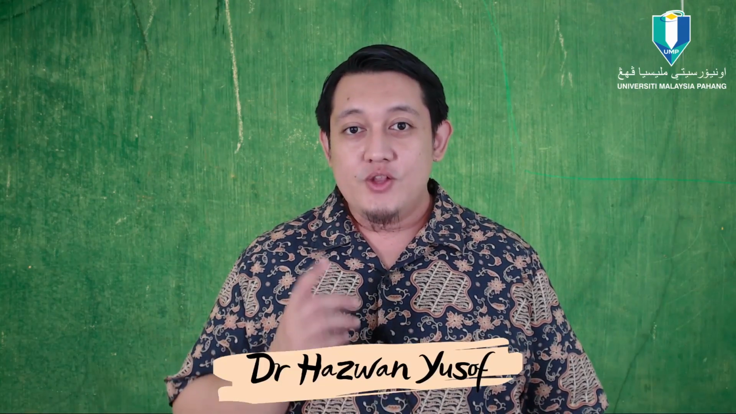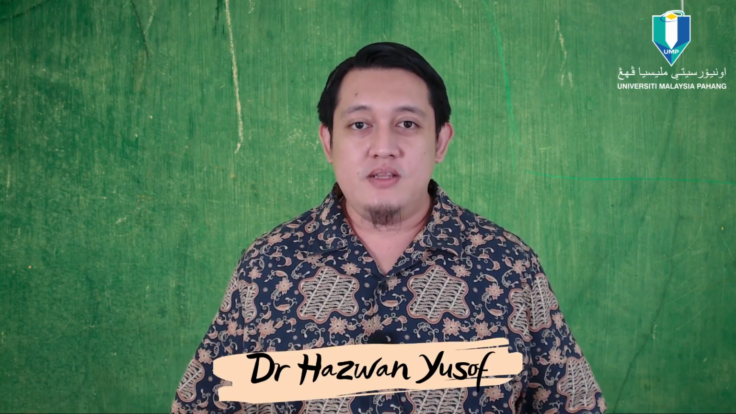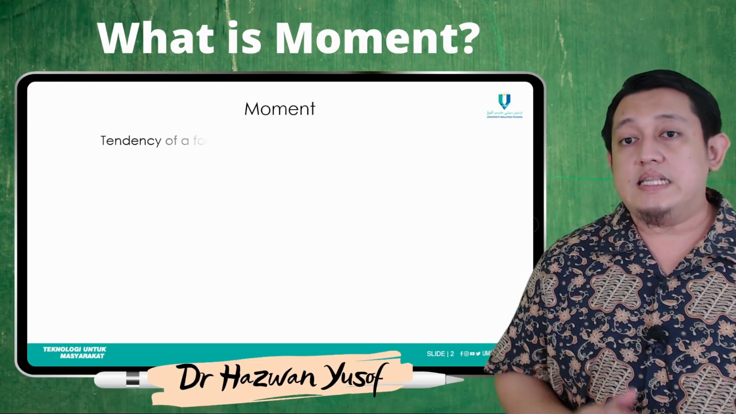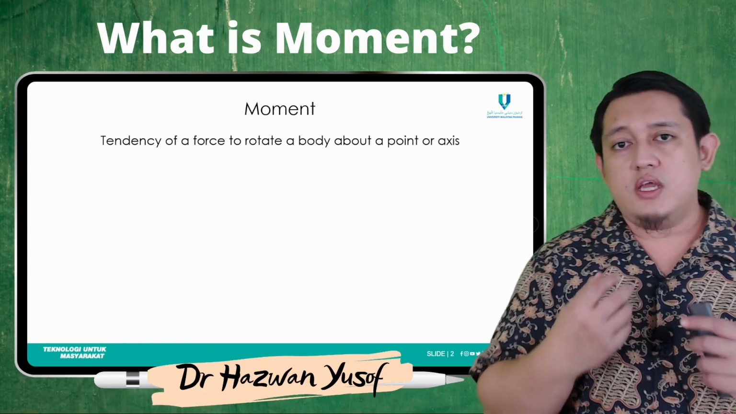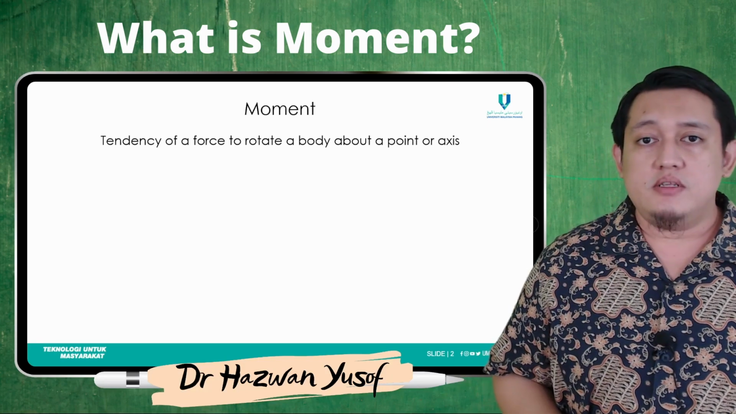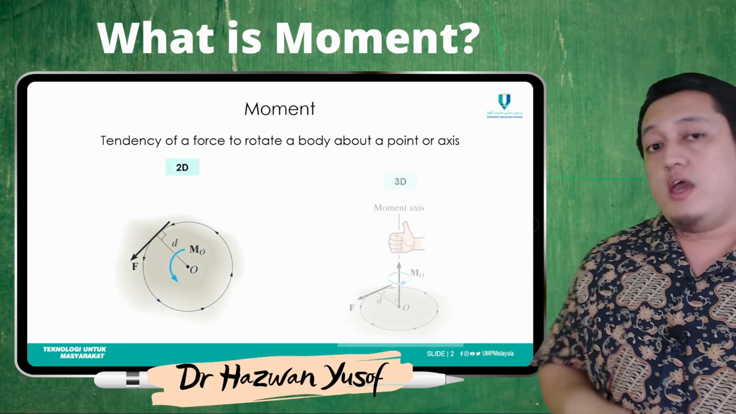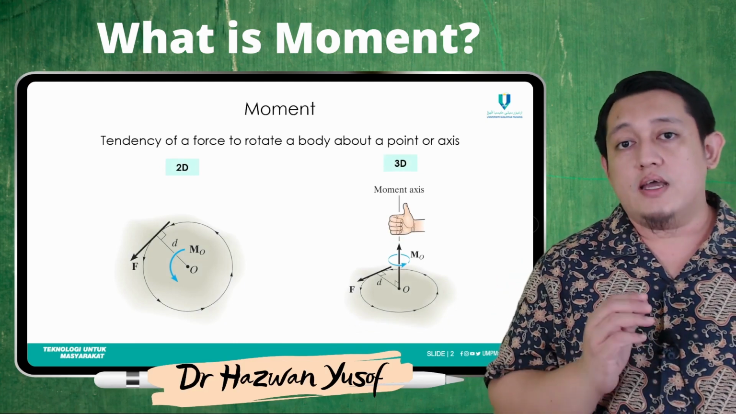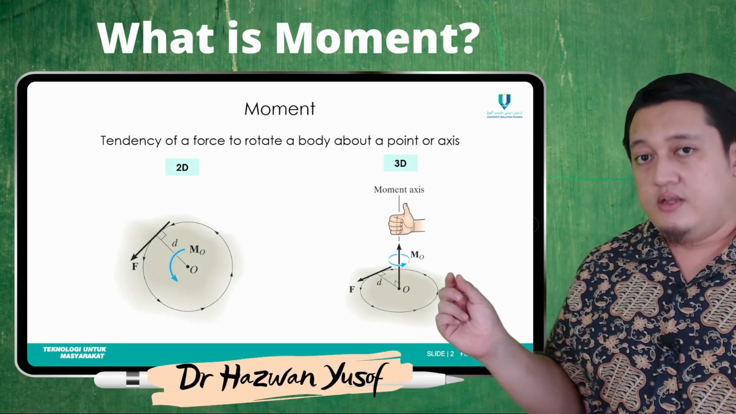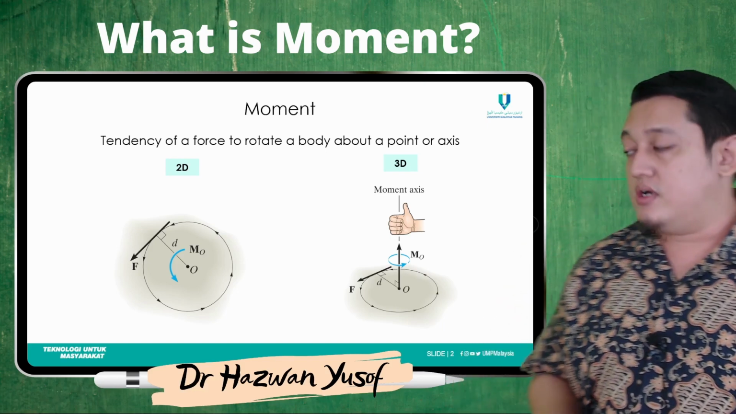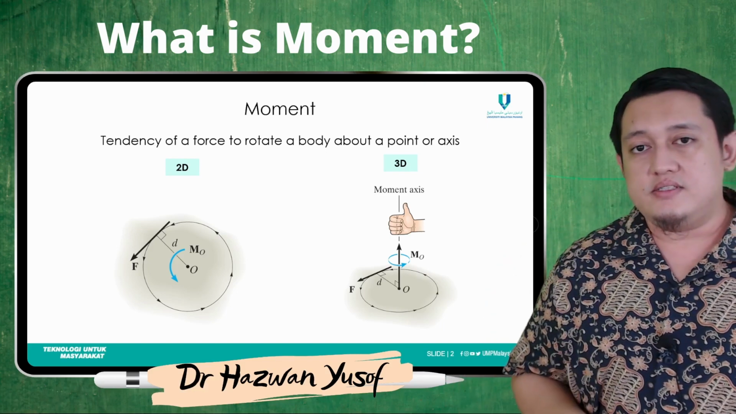I am Hazan Yusof. Today we are going to learn about moment in 2D. What is moment? Moment is a tendency of a force to rotate a body about a point or axis. We can calculate moment in two conditions, 2D and also 3D. When we are calculating the moment in 2D, we are calculating it about a point. And when we are calculating the moment in 3D, we are calculating it about a point and also an axis.